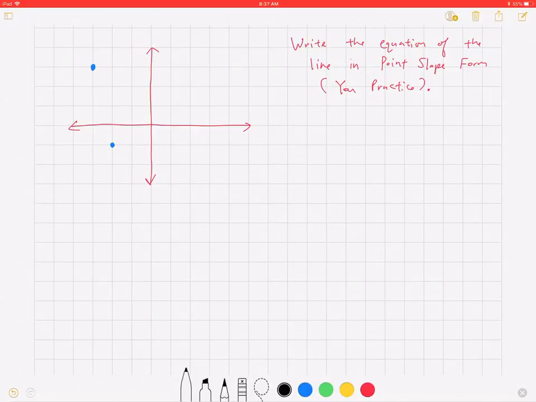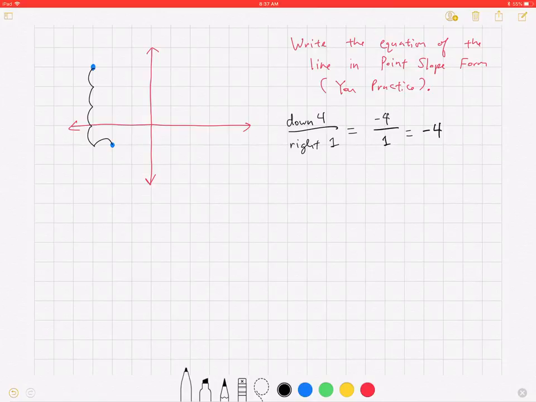Okay, so first thing, let's find the slope. So I went down 1, 2, 3, 4, and then right 1. Down is negative, right is positive. Negative 4 divided by 1, negative 4. The slope of this line is negative 4.